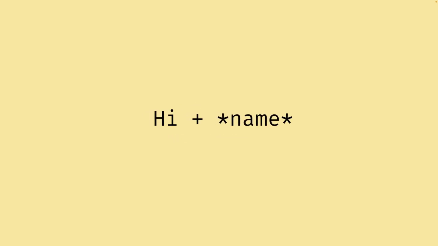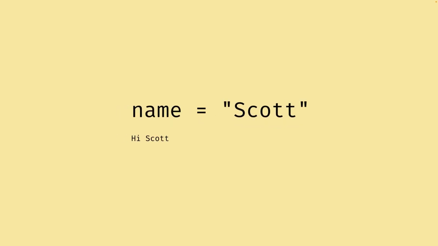Let's look at another example. Say we have a variable containing a word, and this variable is called name, and we use it as a display message like this: hi plus name. When name contains Scott, the message will be hi Scott. When the name contains Fatih, the output message will be hi Fatih.